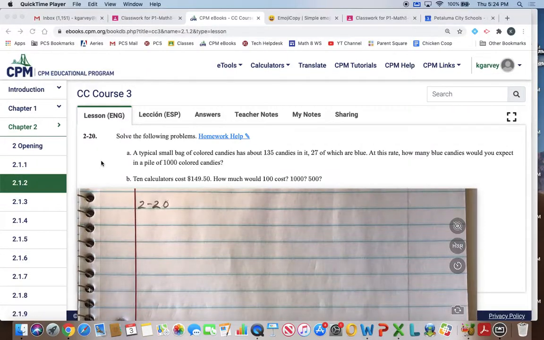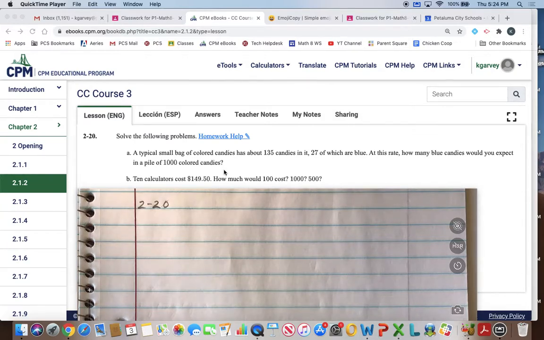2-20. Solve the following problems. So A: a typical small bag of colored candies has 135 candies in it, 27 of which are blue. At this rate, how many blue candies would you expect in a pile of 1,000 colored candies?